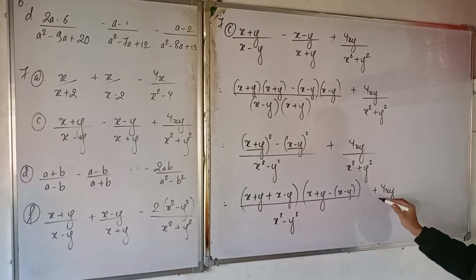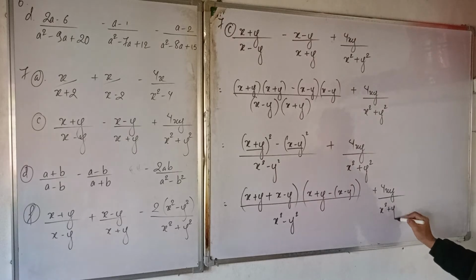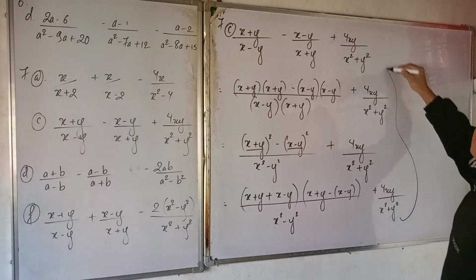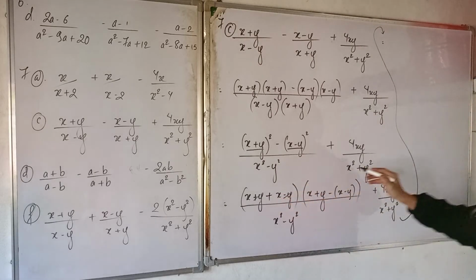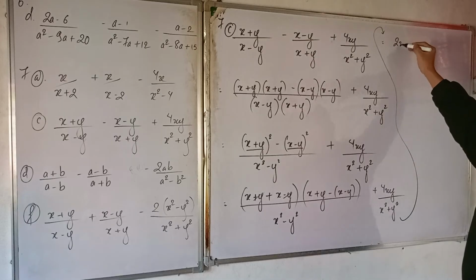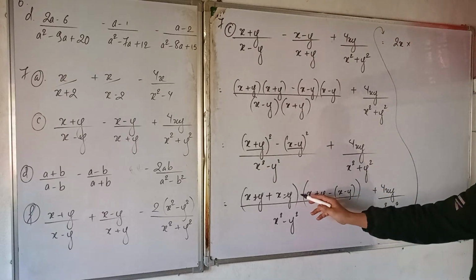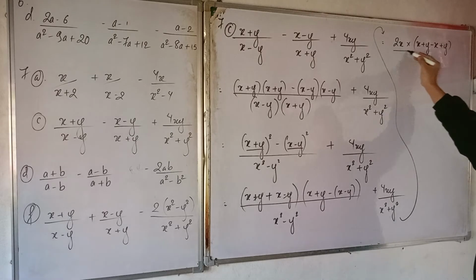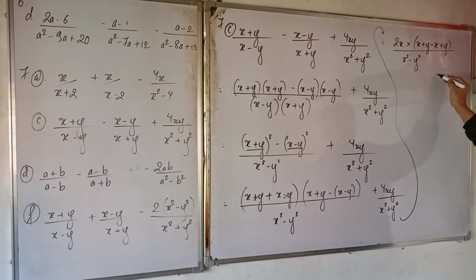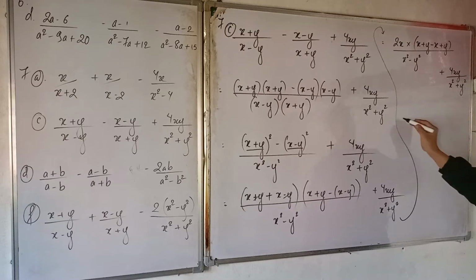Plus 4xy over x square plus y square. I think it will just end here better. So minus y plus y cancel, the remaining is x plus x, 2 times x, multiply, nothing here means multiply. So inside the bracket x plus y minus x plus y, divided by x square minus y square. Here there is 4xy divided by x square plus y square.